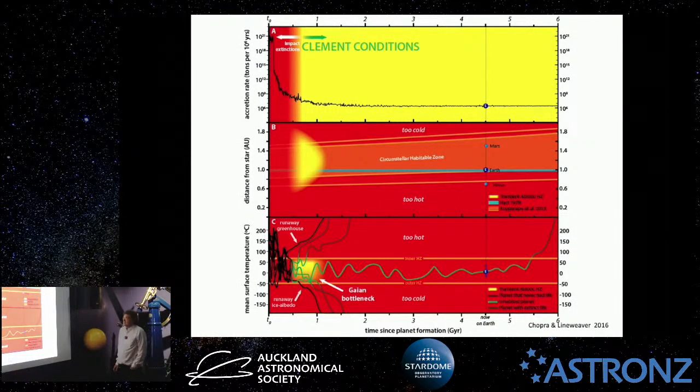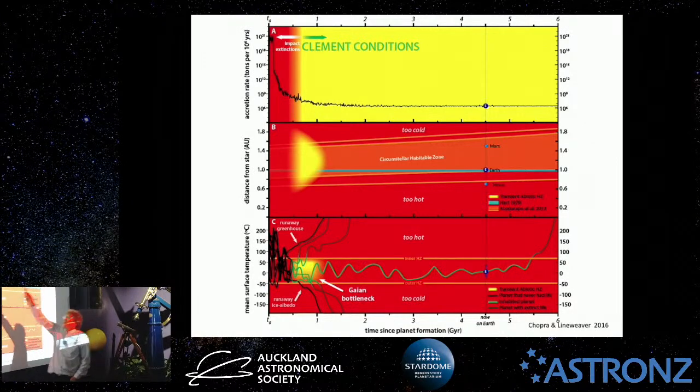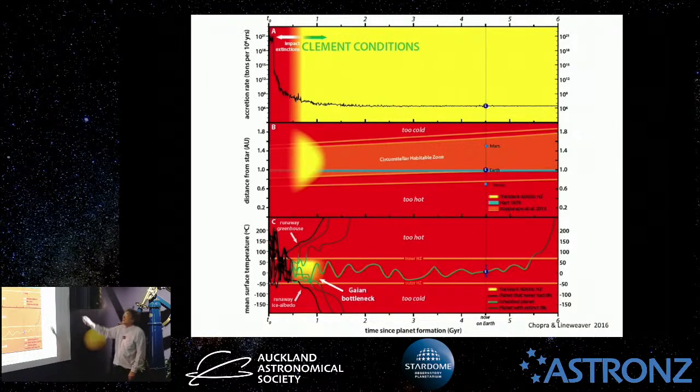Okay, I want to probably skip over some of this. Let's just talk about this slide for a second. There are three panels here. Up here is the accretion rate, in tons per million years. And this is in the early part, starting at T0, the formation of the sun. The Earth was forming, and you had a gigantic bombardment rate for the first 100 million years or so, and then it gradually went down. And it's red because, oh, it's dangerous. So many impacts that you can't have life. And then it calmed down, and so you have clement conditions up at the top.